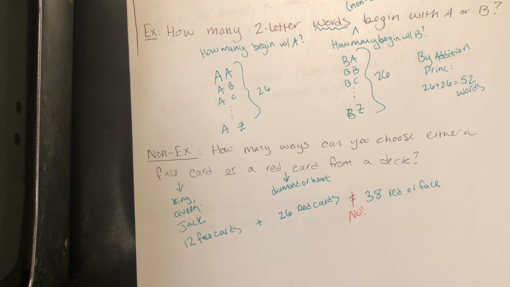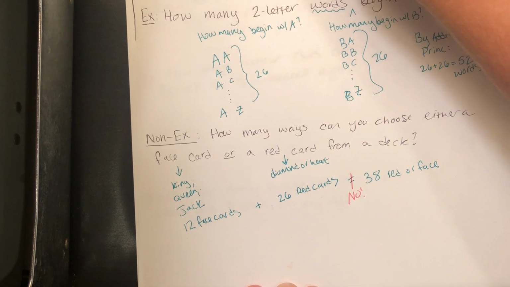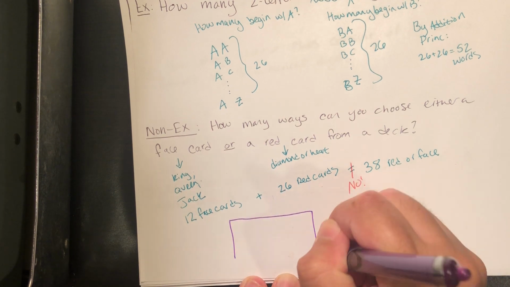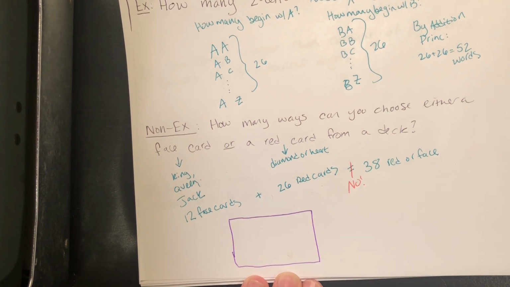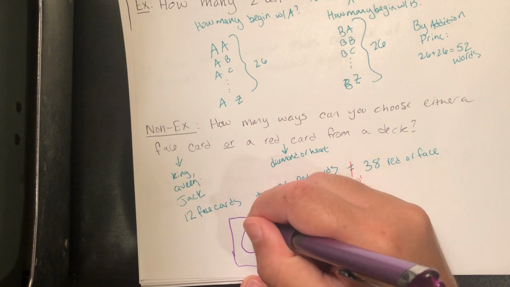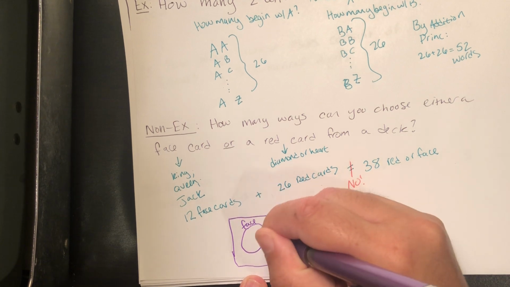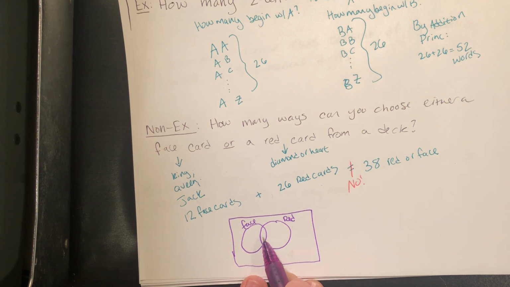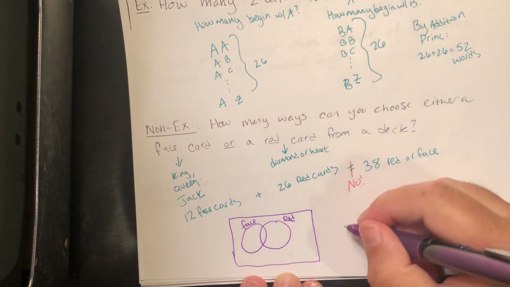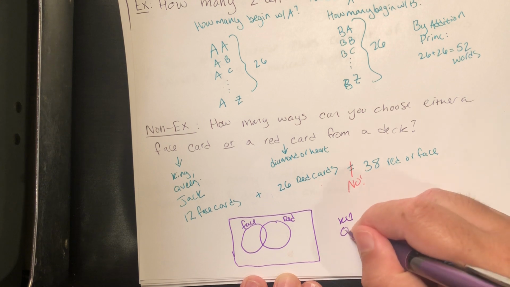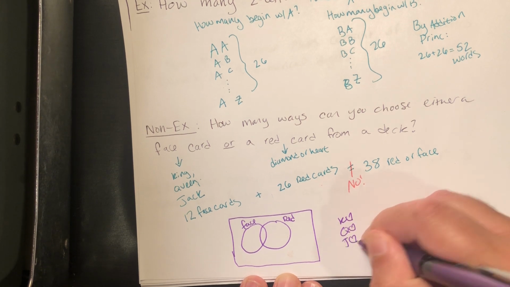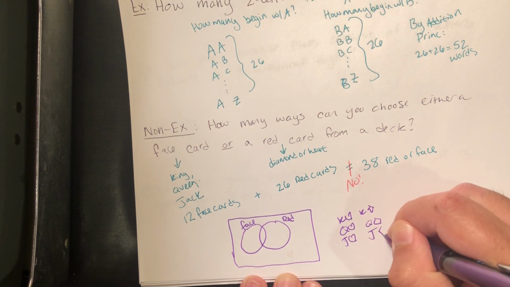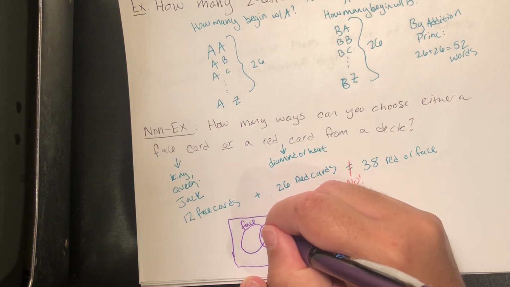That doesn't mean that this is an unsolvable question. Of course, we've already looked at ways of solving problems like this, right? We can use the principle of inclusion exclusion, or we can draw a Venn diagram to help us. Let's say these are our face cards and these are our red cards. The overlap would be the red face cards. So that would be the King of Hearts, Queen of Hearts, Jack of Hearts, and the King of Diamonds, Queen of Diamonds, Jack of Diamonds. So there's 6 of them that are in the overlap.